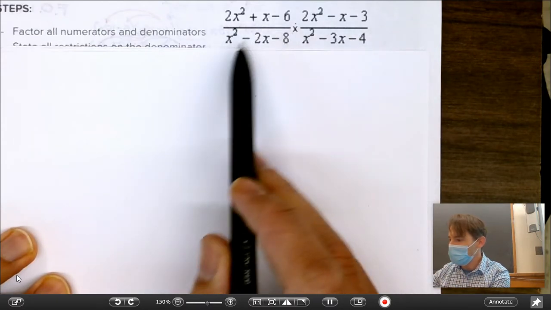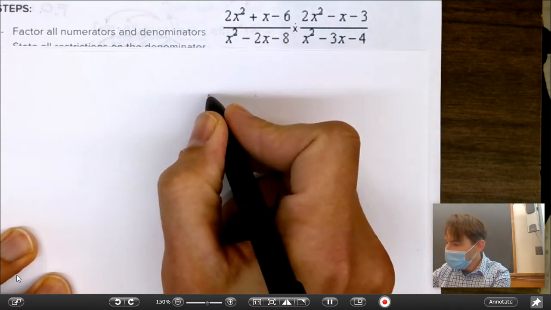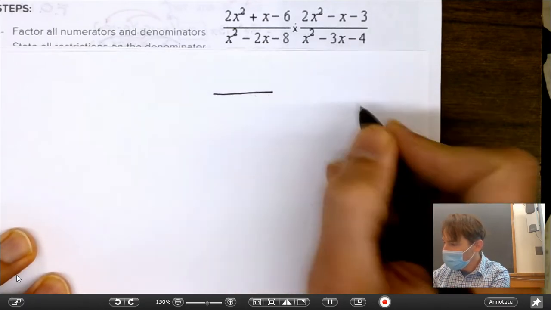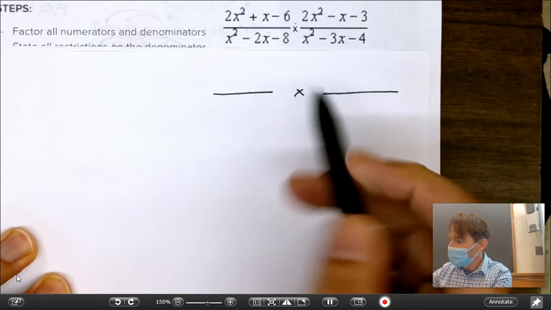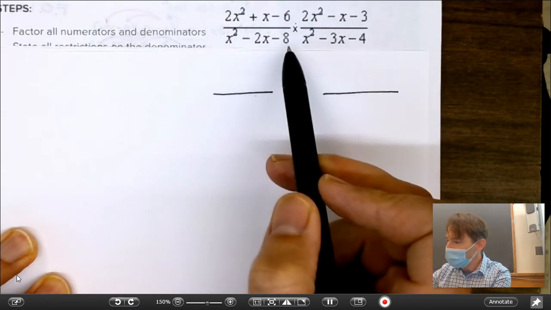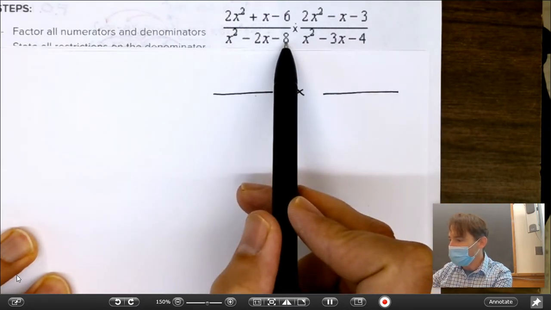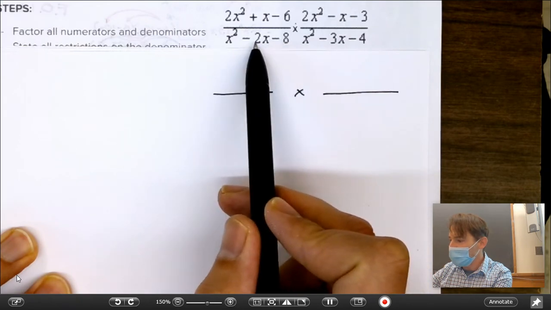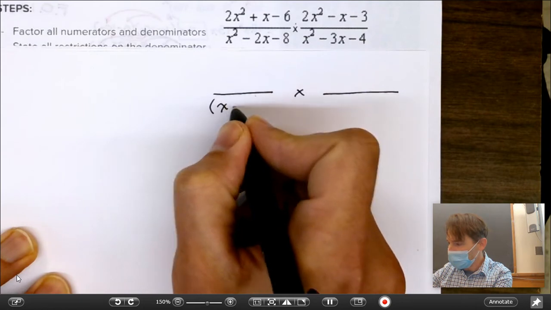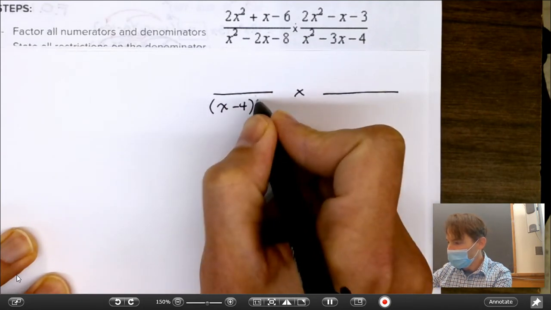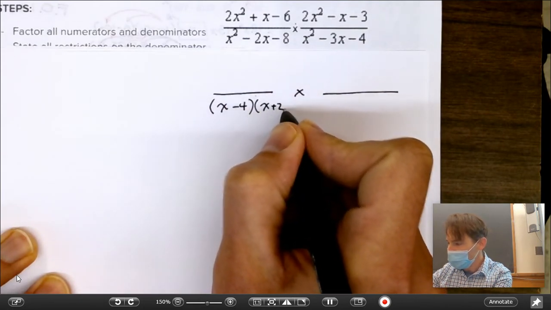So the first thing that I see up here is, I'm going to copy my fractions, and then here, x squared minus 2x minus 8. I'm looking for numbers that multiply to minus 8 and add to minus 2. So those numbers would be x minus 4 multiplied by x plus 2.